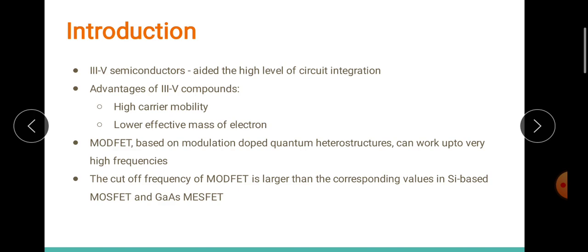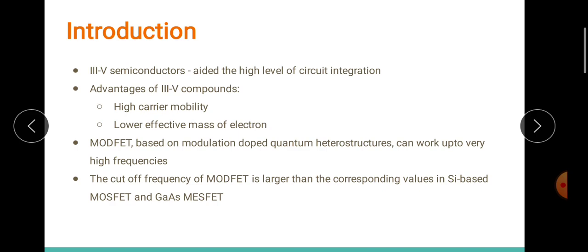One such very important device is the MODFET, the modulation doped field effect transistor. Now, this is nothing new to you. We have already studied the modulation doped quantum heterostructures based on the aluminum gallium arsenide and gallium arsenide interfaces. So MODFETs are based on the modulation doped quantum heterostructures, and a very interesting property of this MODFET is that they can work up to very high frequencies because of their very high carrier mobilities.